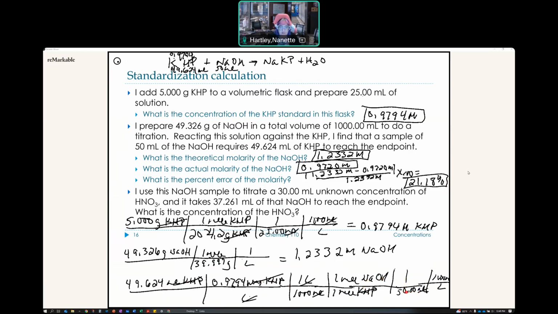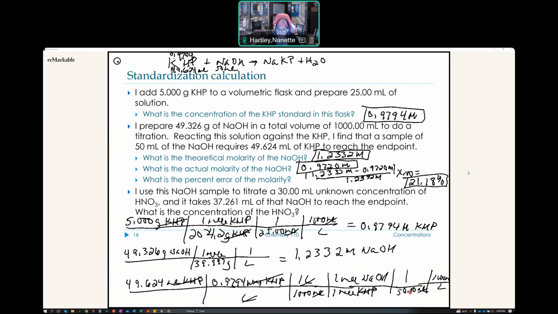Let me find where it said it. Oh, 50 milliliters right there. Sorry. In my office, I just ate lunch and it's nice and warm in here, so I'm falling asleep.